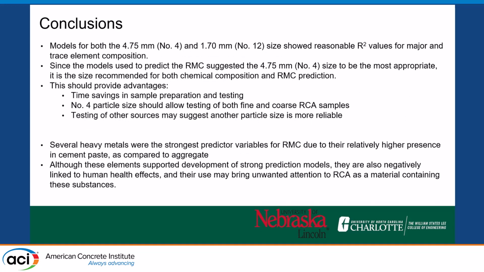Models for both the number 4 and number 12 size seem to give us good prediction for the major and trace element composition, but we saw that the residual mortar content was best predicted by number 4. So we're thinking that for RCA, there'd be advantage in just using what's retained on the number 4 sieve, which offers the advantages of a single size, and the number 4 should be present in both your fine and coarse aggregate. So you'd be able to do composition of both fine RCA and coarse RCA, given that number 4 size as part of your use.